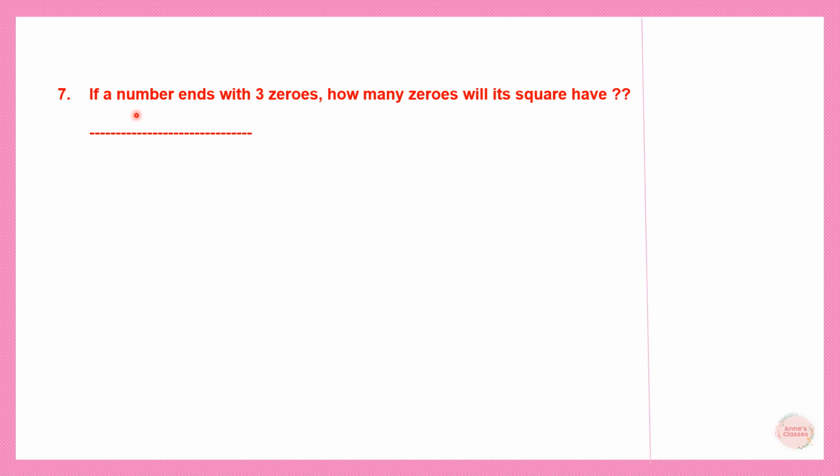Question 7. If a number ends with 3 zeros, how many zeros will its square have? So 3 zeros means n number of zeros. So the square will have 2n number of zeros. So if n is 3, 2n is 2 into n, which is 2 into 3, which is 6. So there are 6 zeros. You just have to double it. There will be 6 zeros.